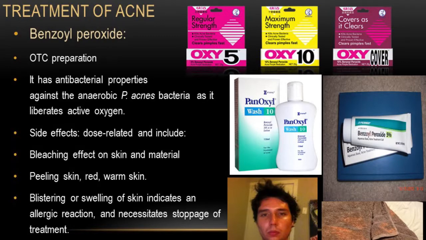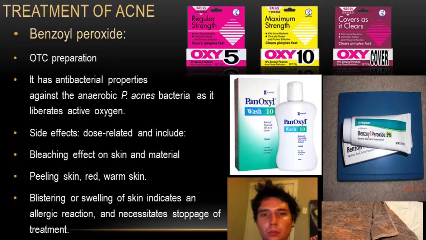The treatment of acne is based on using something like benzoyl peroxide. Benzoyl peroxide is an over-the-counter preparation. Perhaps all of you are accustomed to these Oxy 5 and Oxy 10 preparations, and it has antibacterial properties because, again, it's the anaerobic P. acnes. Why? Because it's an oxygen. So you give oxygen to the anaerobic bacteria, so you kill it as it liberates active oxygen.